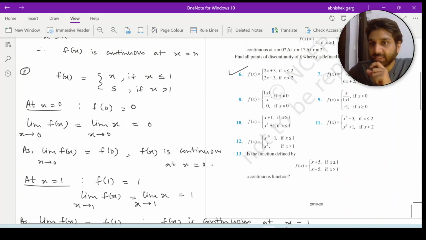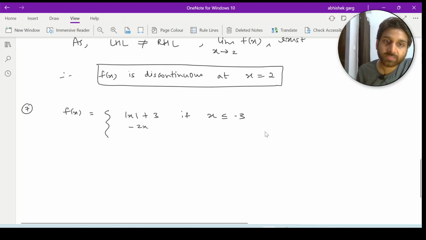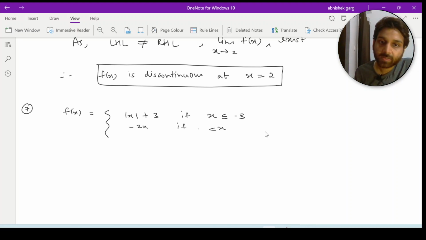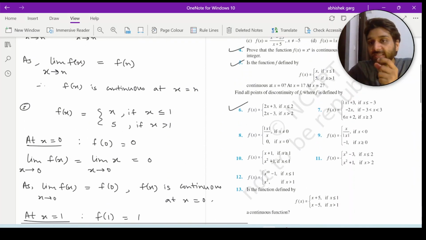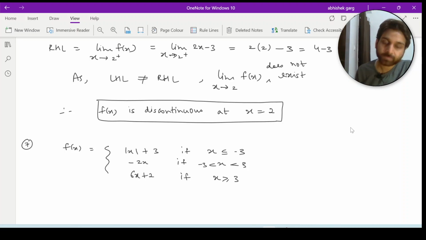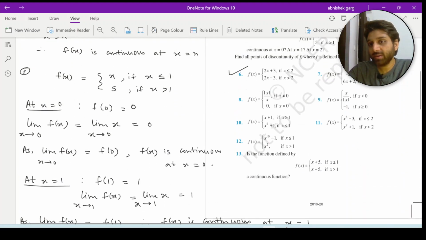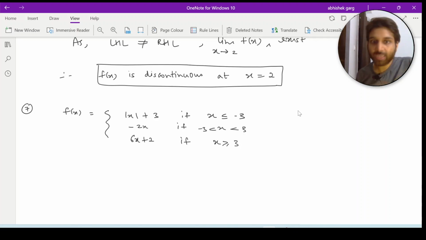And if the value of x is between minus 3 and 3, it is minus 2x. And the value of f(x) is 6x plus 2 if x is greater than or equal to 3. Alright, so we have to make sure that the function is correctly noted down, otherwise it will give you incorrect results. So be very clear when you're copy pasting the question from the question paper to your answer sheet. Okay, let us try this one.